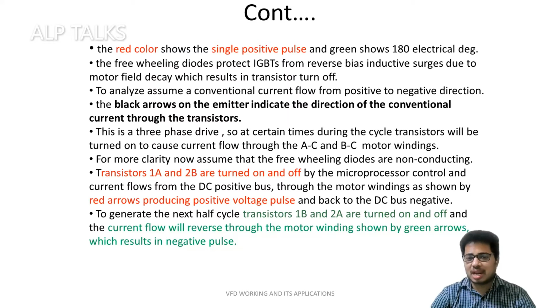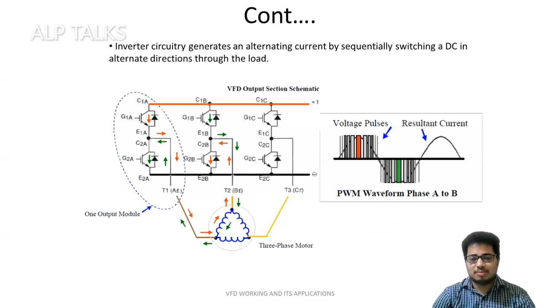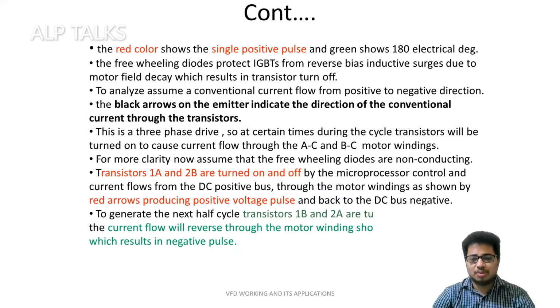This is a 3-phase drive, so at certain times during the cycle, transistors will be turned on to cause current flow through AC and BC motor windings. For more clarity, assume that the freewheeling diodes are non-conducting and transistors 1A and 1B are turned on and off by the microprocessor control. The current flows from the DC positive bus through the motor windings as shown by red arrows, producing a positive voltage pulse, and back to the DC bus negative. This is what I'm just explaining here, the red flow.